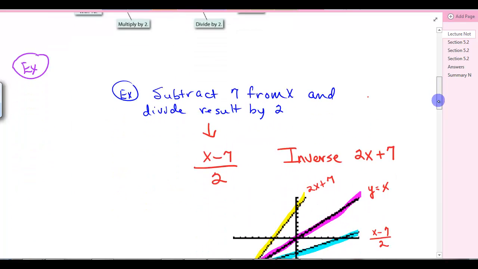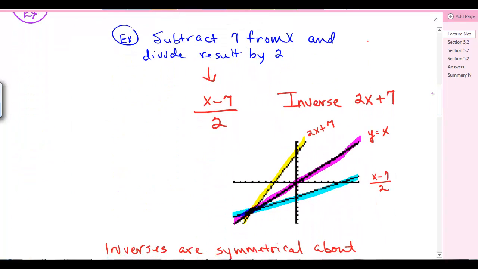All right, so let's look at this one. Subtract 7 from x and divide the result by 2. So if we put that in mathematical terms, we would have 7 subtracted from x. That would be x minus 7, and divide the result by 2. The inverse would be that we would multiply by 2 and add 7. So here, I did this on my calculator, and here's your original equation, x minus 7 divided by 2, and here is 2x plus 7.